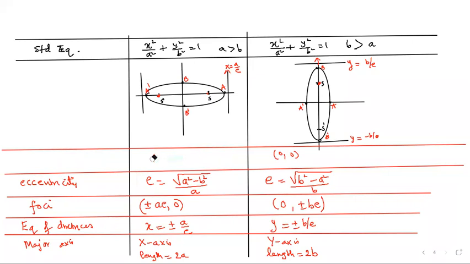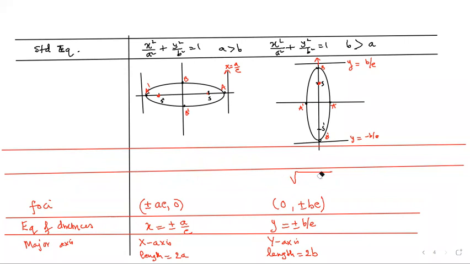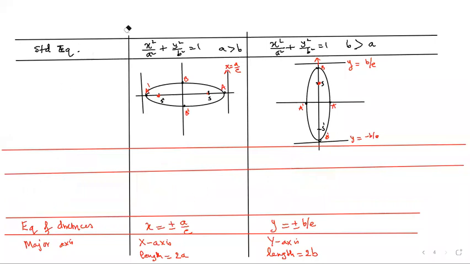Now we will write the minor axis. So what is the minor axis? For this ellipse, the minor axis is the y-axis and the length is 2b. For the other, the minor axis is the x-axis and the length is 2a.